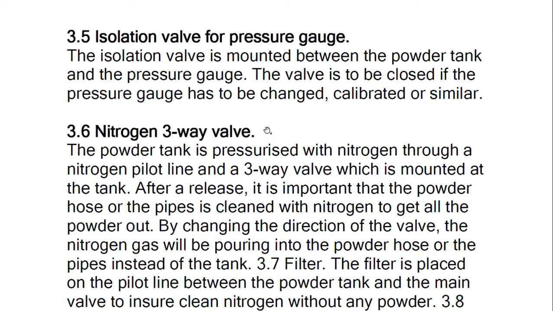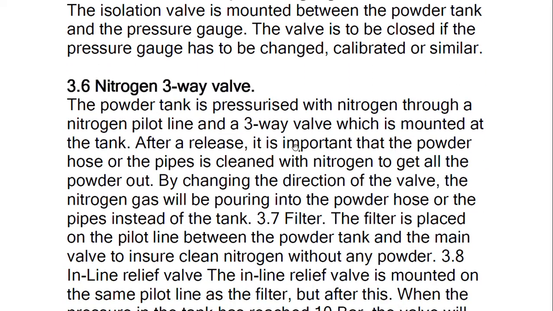Isolation valve is mounted between the powder tank and the pressure gauge. The valve is to be closed if the pressure gauge has to be changed, calibrated or similar. Nitrogen three-way valve. Now, the powder tank is pressurized with nitrogen through a nitrogen pilot line and three-way valve which is mounted at the tank.